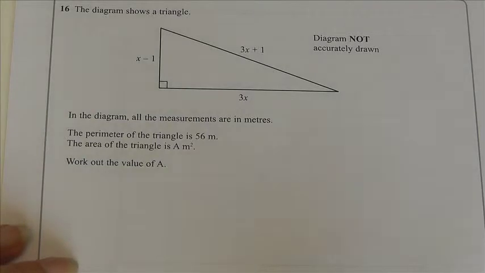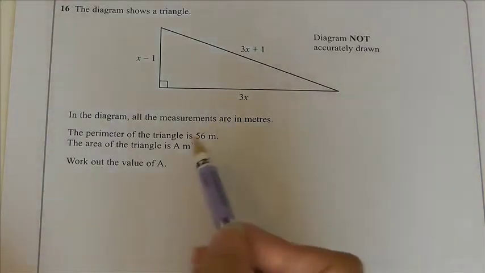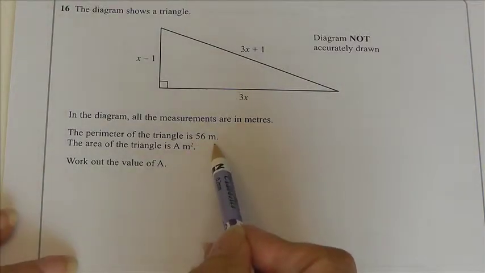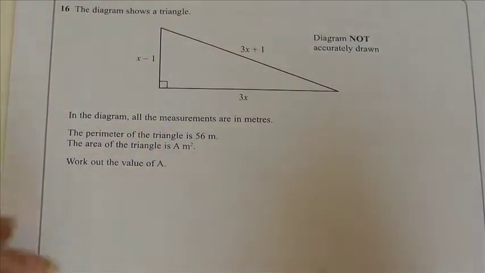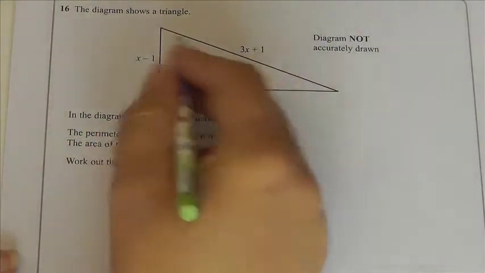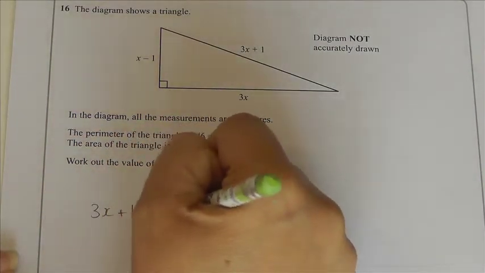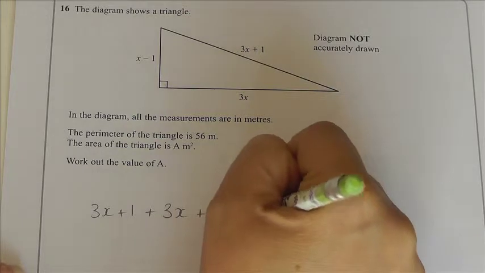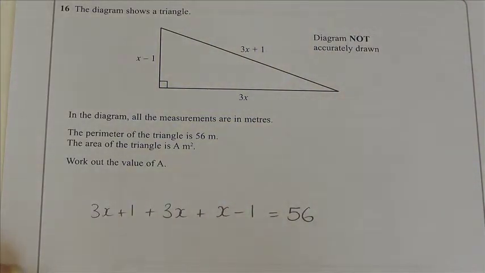Question 16 gives you a triangle. All of the side lengths of the triangle are expressed using an algebraic term, and you are told that it totals 56 metres. Now if you did know what these were, you would just add them up, so we're going to do exactly the same. So 3x plus 1 plus 3x plus x minus 1 equals the perimeter, which is 56 metres.